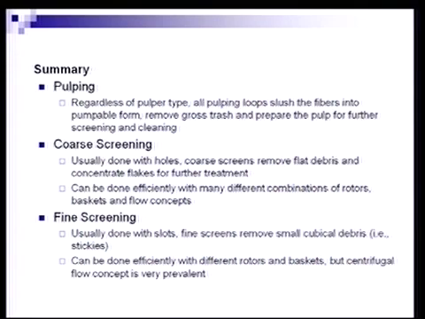So in summary, coarse screening usually done with holes. The coarse screens remove the flat debris and concentrate flakes for further treatment. It can be done efficiently with many different combinations of rotors, baskets, and flow concepts, that is either centrifugal or centripetal. Fine screens are usually done with slots. They remove small cubical debris, typically classified as stickies. It can be done efficiently with many types of rotors and baskets, but the centrifugal flow pattern is usually the prevalent one.